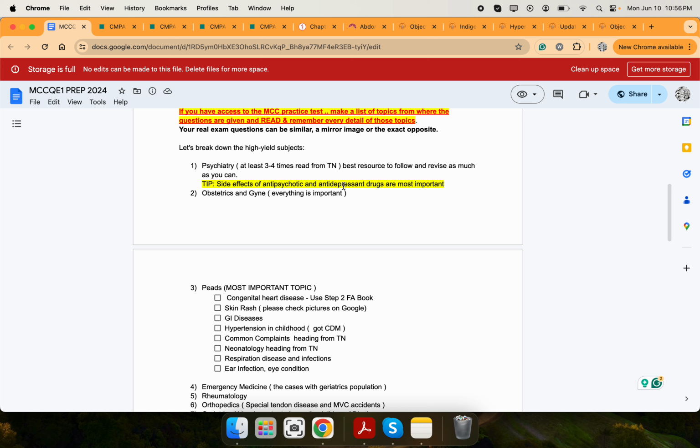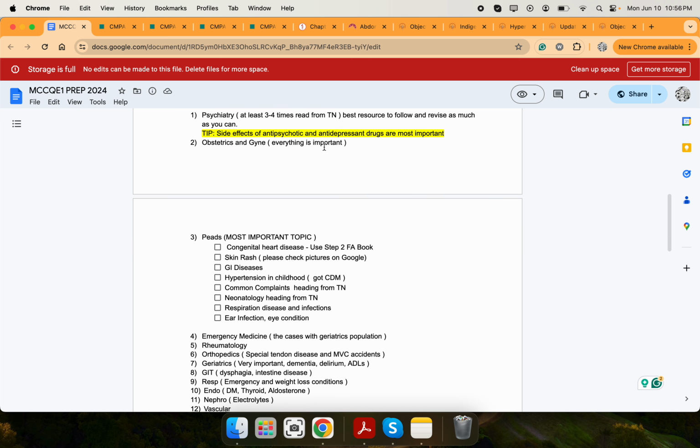Side effects of antipsychotics and antidepressants are very important. That's a big tip. You don't have to remember the DSM-5 criteria for each and every condition, but you have to remember the medication. But at the same point of time, side effects are very important.